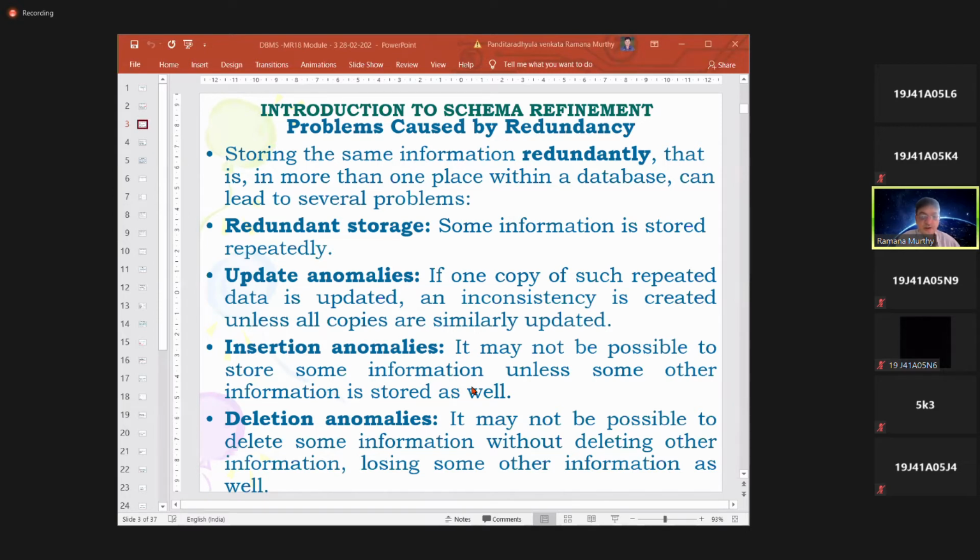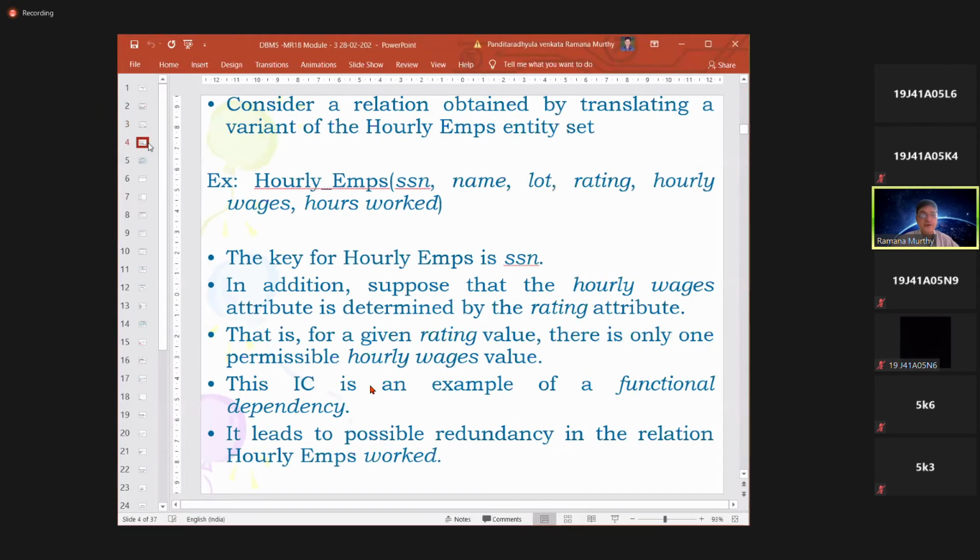If you repeat the information at one place only, an insertion anomaly occurs: unless we know something, we can't insert it. At the same time, whenever you want to delete something, it may automatically delete other information also. We'll see this in detail in the coming classes. Be careful, the entire unit is on this particular thing.